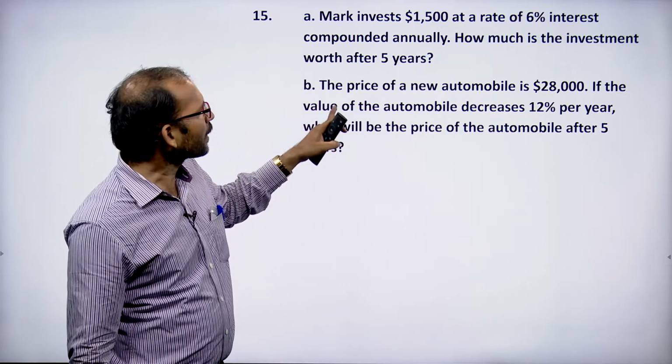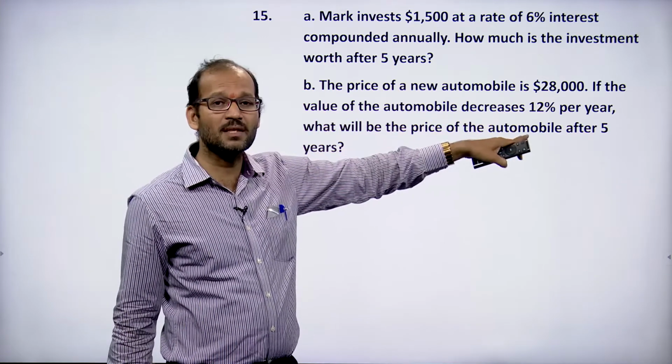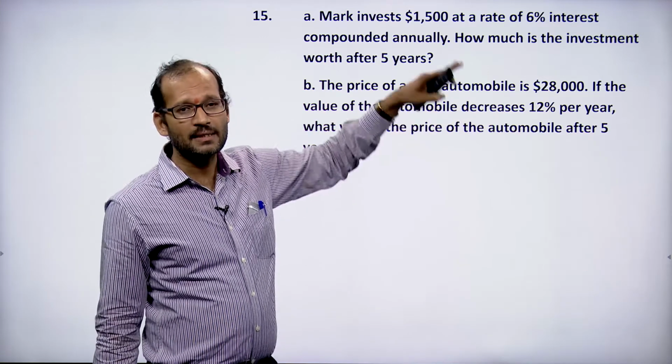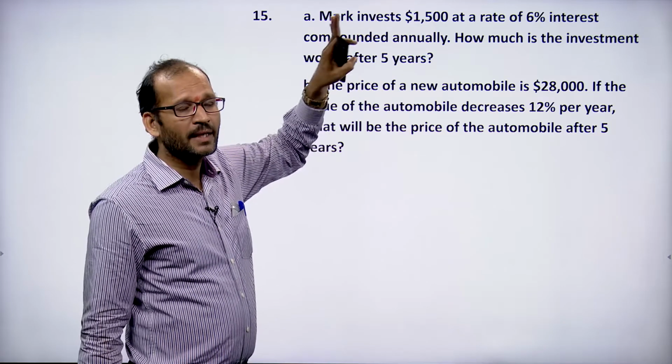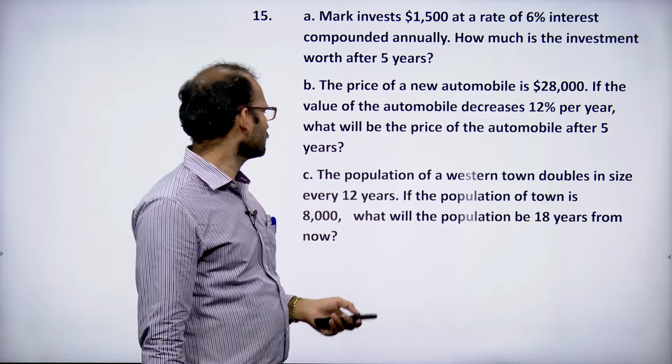Here it is exponential increase, growth, because with the interest rate they are giving, every year the interest is added. But here the price of a new automobile is $28,000. If the value of the automobile decreases, this is exponential decay, and that was exponential growth, okay. In the case of exponential decay we write minus, in growth plus, right.